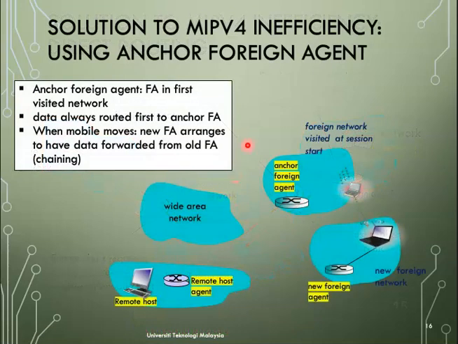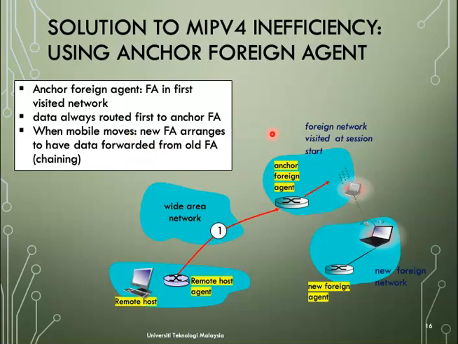Okay. Another solution is to use an anchor foreign agent. The anchor foreign agent is the foreign agent in the first visited network, where the session starts. And data will always be routed to this first anchor foreign agent. And when the mobile host moves, a new foreign agent arranges to have data forwarded from the old foreign agent. So this is like a chain process.